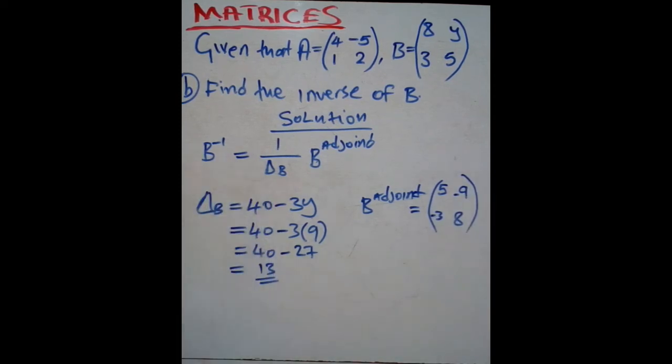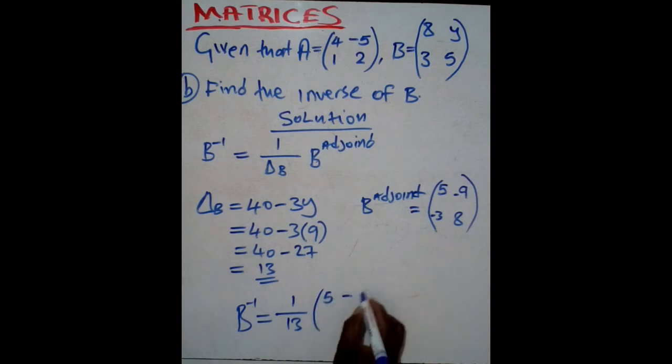So now it's just a question of substituting back into the formula. We are saying the inverse of B is going to now be equal to 1 over the determinant of B, which is 13, then times the adjoint matrix. You just write it there. You say 5, negative 9, then negative 3, then 8, like that. This is the inverse of matrix B.